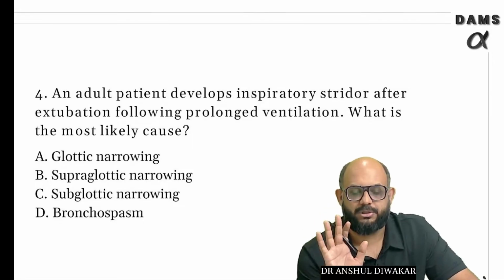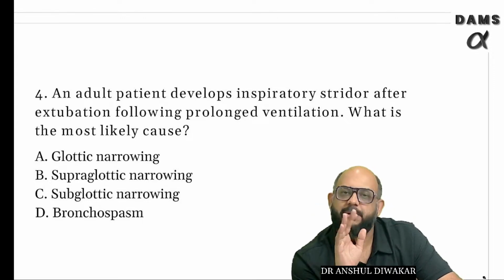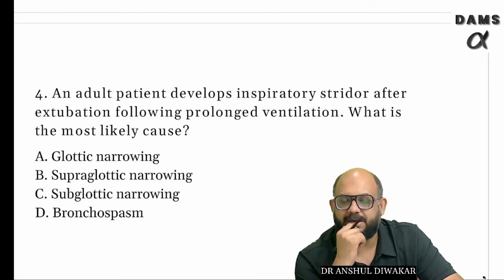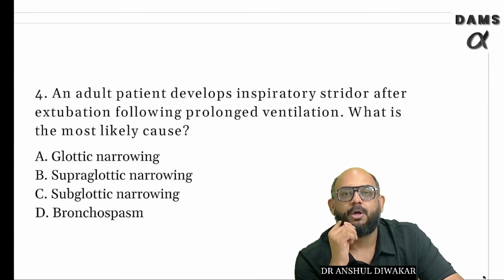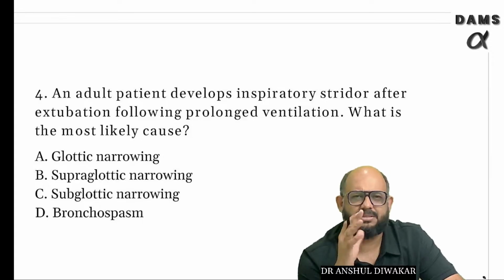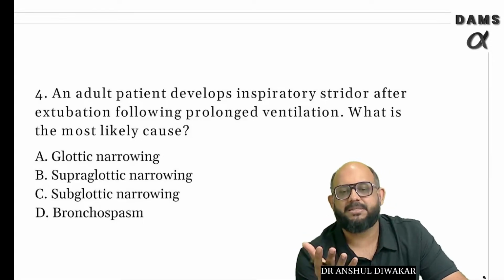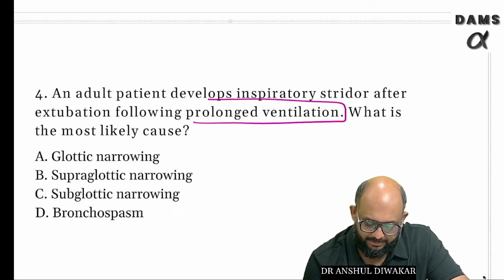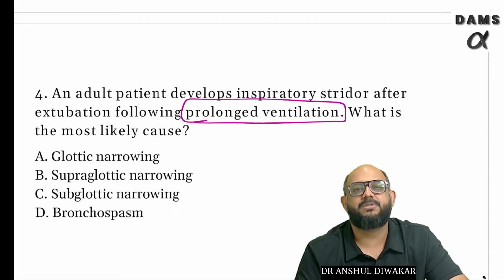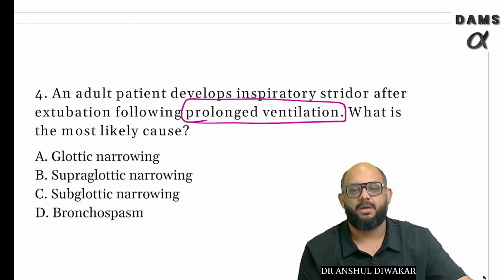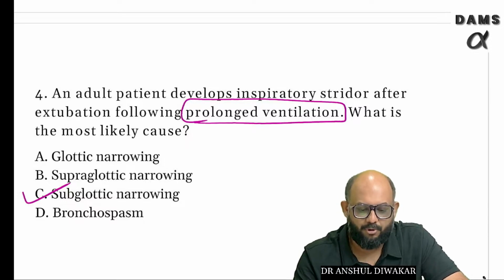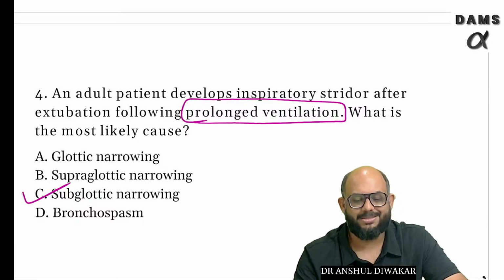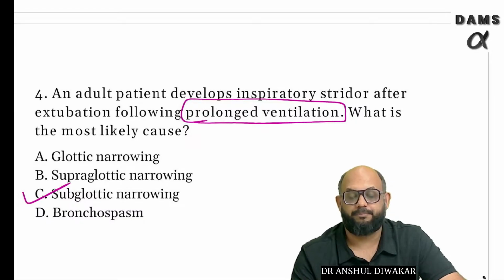But then a lot of students said, no, sir, there was a clinical question. It was something to do with inspiratory stridor after extubation. So I thought then it would be child. But then they said, no, sir, it was very specifically mentioned an adult patient. So can an adult patient present with inspiratory stridor after extubation? Yes, he can. Ultimately, the mechanism would be same. In prolonged ventilation, your cuff can damage the subglottic area where the cuff is present, which can cause subglottic narrowing.